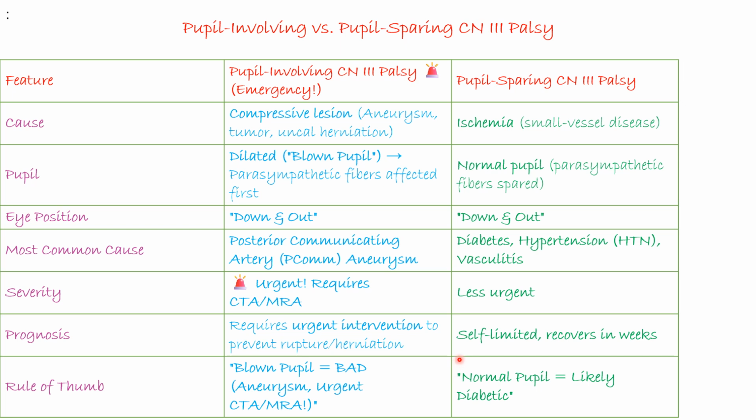Whereas the causes such as diabetes and vasculitis are usually mostly self-limiting and usually recover in weeks. The rule of thumb: a blown pupil, that is caused maybe by an aneurysm, as you have said, is usually urgent, and you need to get an urgent CT angiogram or an MRI angiogram. Whereas pupillary sparing, where you usually have a normal pupil, is usually because of diabetes.